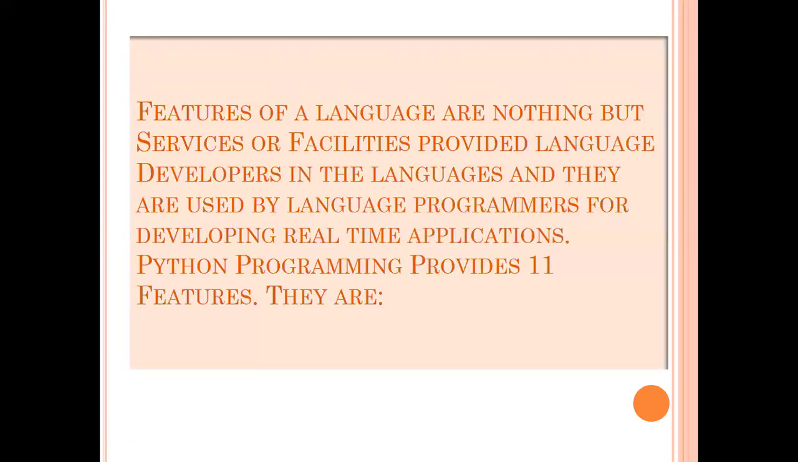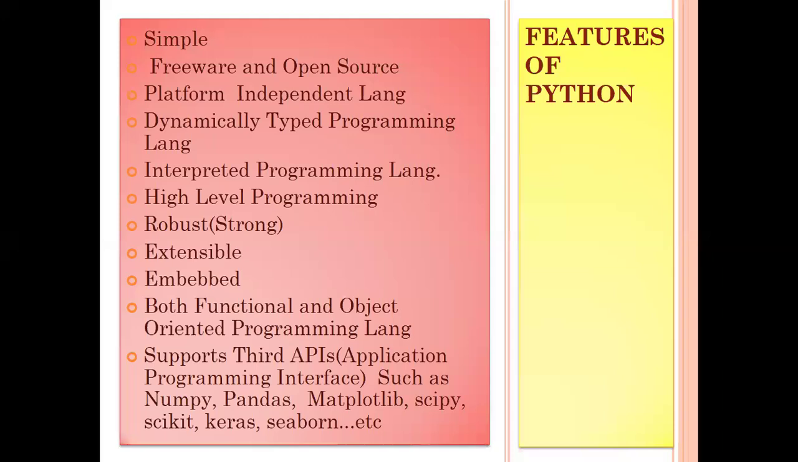Now, what are the features? What do we understand by the features? Features of a language are nothing but services or facilities provided by the language developers, and they are used by the language programmers for developing real-time applications. If we talk about Python, Python has 11 features. Let's discuss them.